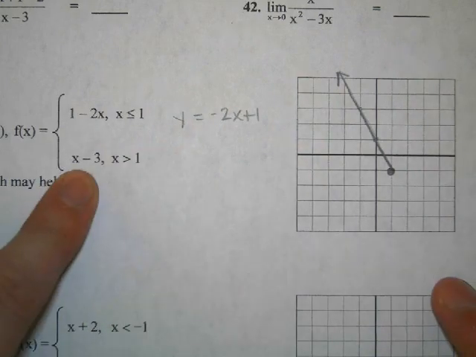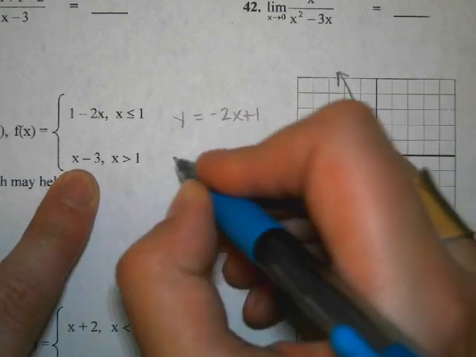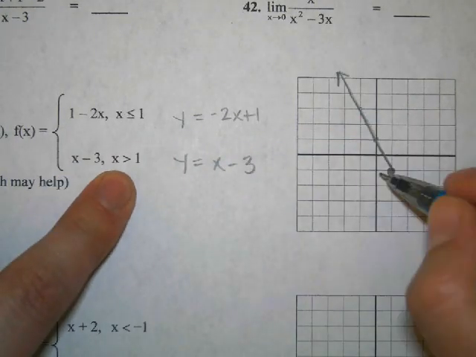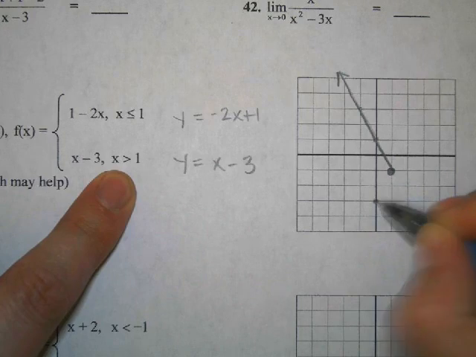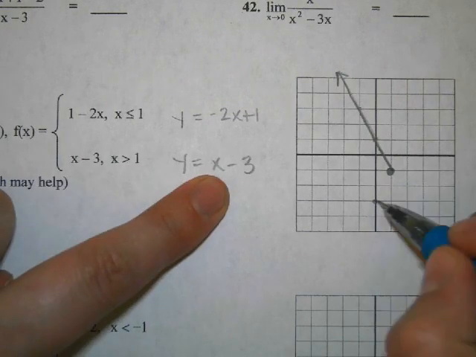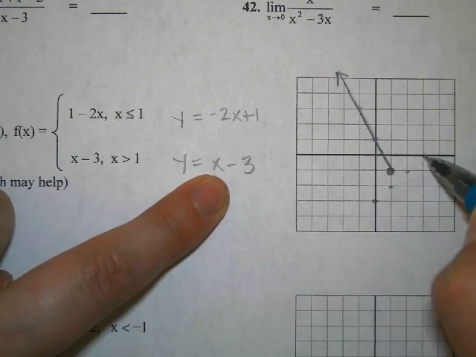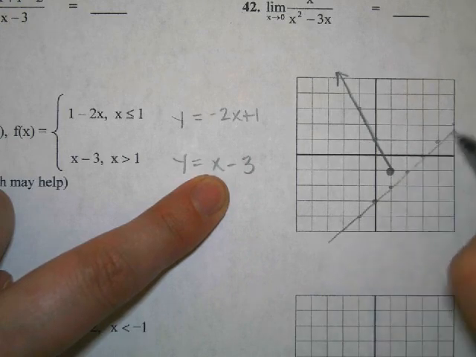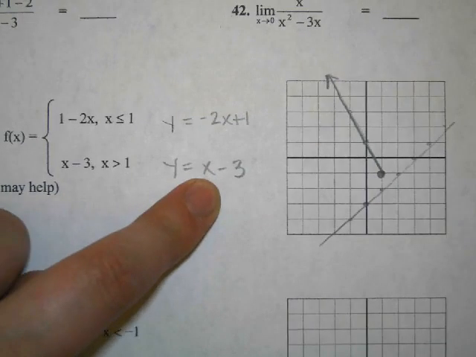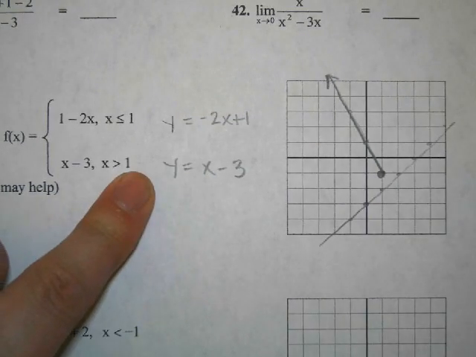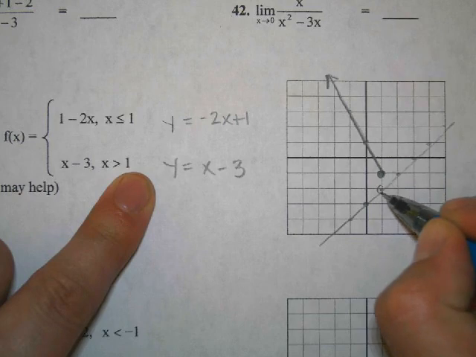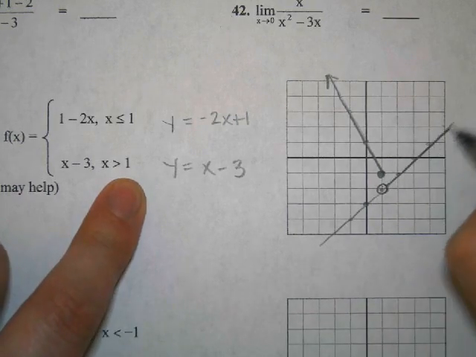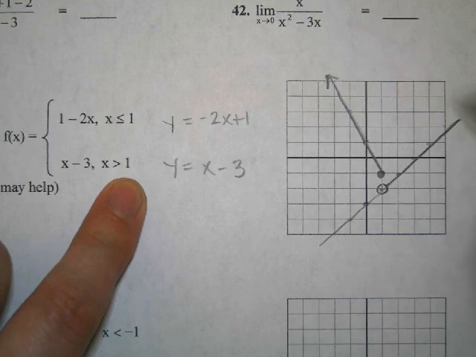Okay, and then it says x minus 3, so we've got y equals x minus 3 for the other part. So 1, 2, 3. And we've got a slope of 1, so up 1 over 1, up 1 over 1. There's our line. And it says to only do that if x is greater than 1. So I'm going to put an open circle on 1. X is greater than 1 for this part. That was not very good, but okay.